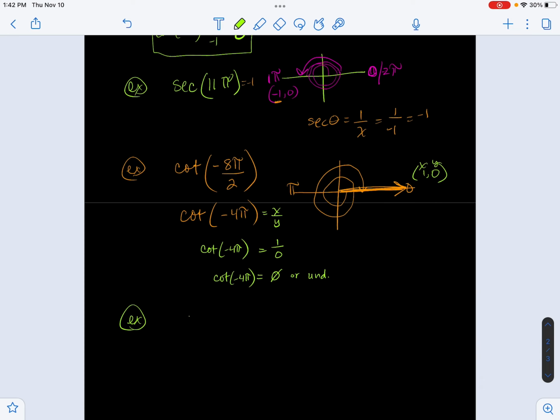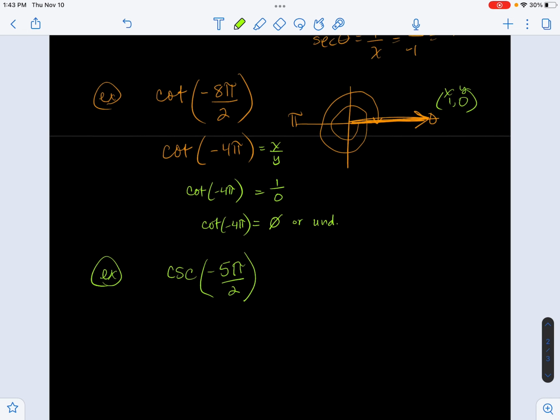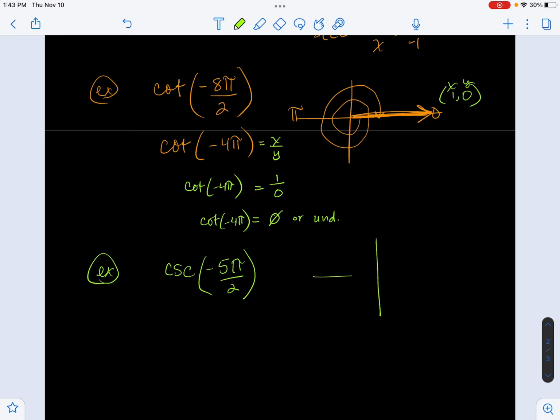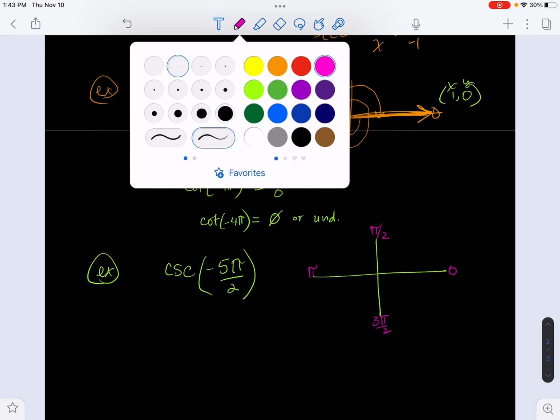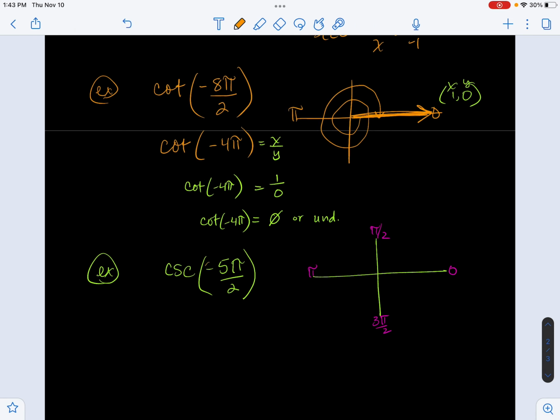Another example could be cosecant of negative 5 pi over 2. And that's my last example here. Let's find the location. That's pi over 2, that's pi, that's 3 pi over 2, and that's our 0. We're going in the negative direction. That's what that tells me. And then we're going up in halves 5 times.